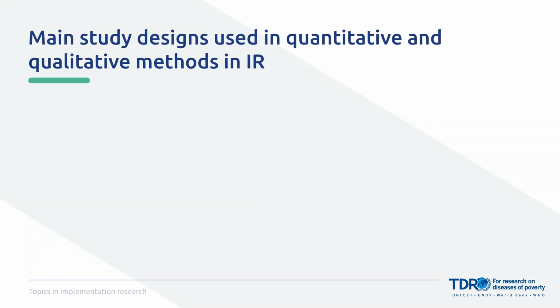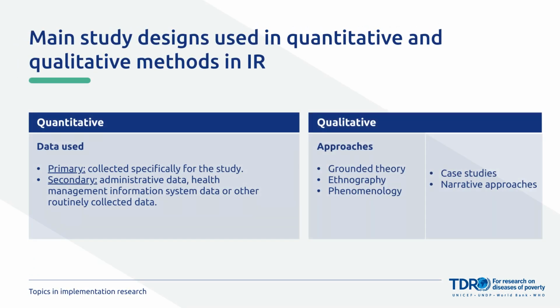There are a wide range of qualitative research approaches, including grounded theory, ethnography, phenomenology, case studies, and narrative approaches. The most frequently used methods in implementation research are in-depth and key informant interviews, focus group discussions, and observations.